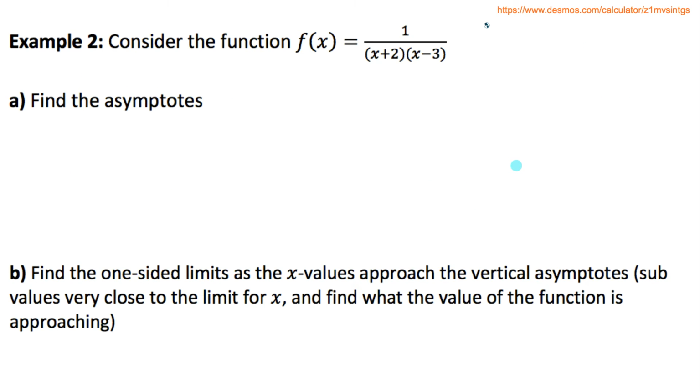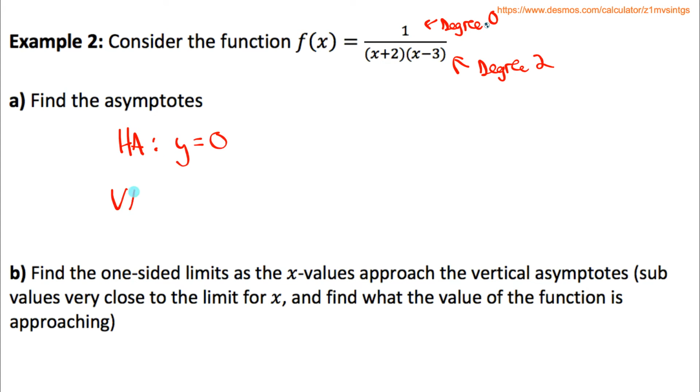Let's move on to example 2, where we're actually going to start graphing some rational functions. Here's our rational function. Notice the numerator is just a constant term, which is degree 0, and the denominator is a quadratic in factored form, so it's degree 2. Part A says find the asymptotes. Well, since the denominator is higher degree than the numerator, I know there is a horizontal asymptote at y equals 0.